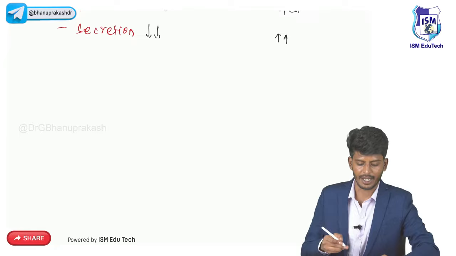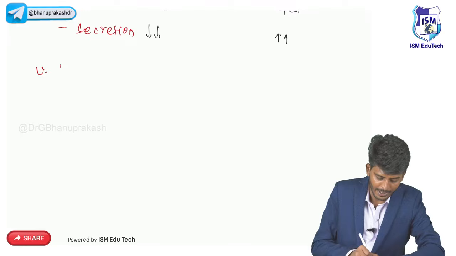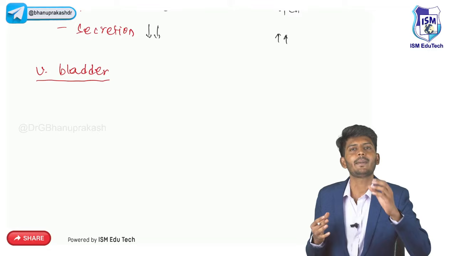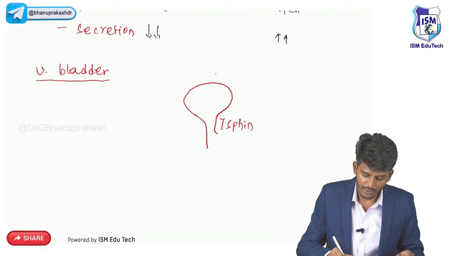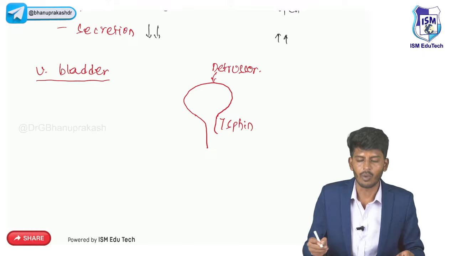That is your urinary bladder. What is that? Urinary bladder. Now, when you're talking about urinary bladder, I understand balloon. What do I mean by balloon? So, look here. This is your urinary bladder. This is the neck of the urinary bladder. This is the sphincter. Here you have a muscle. That is your detrusor. Now, it is easy to understand what exactly happens.